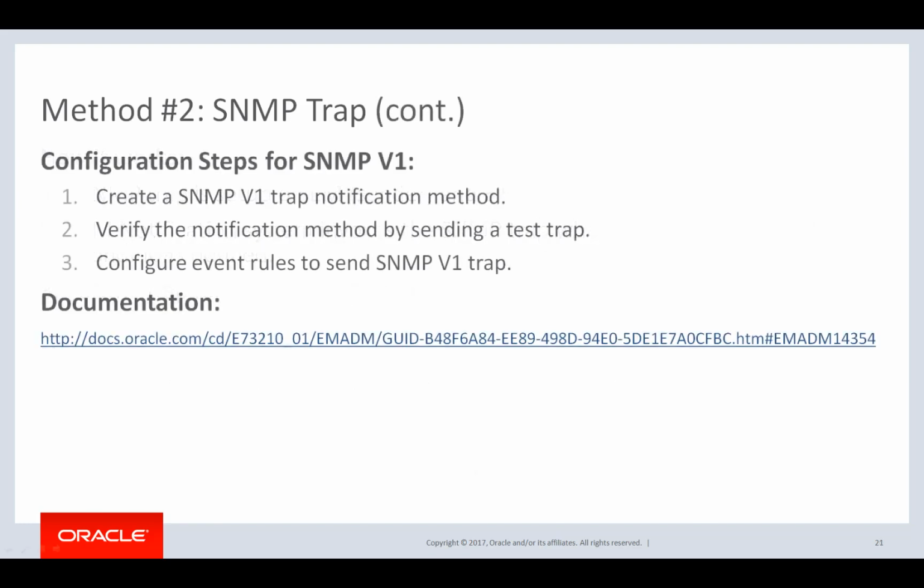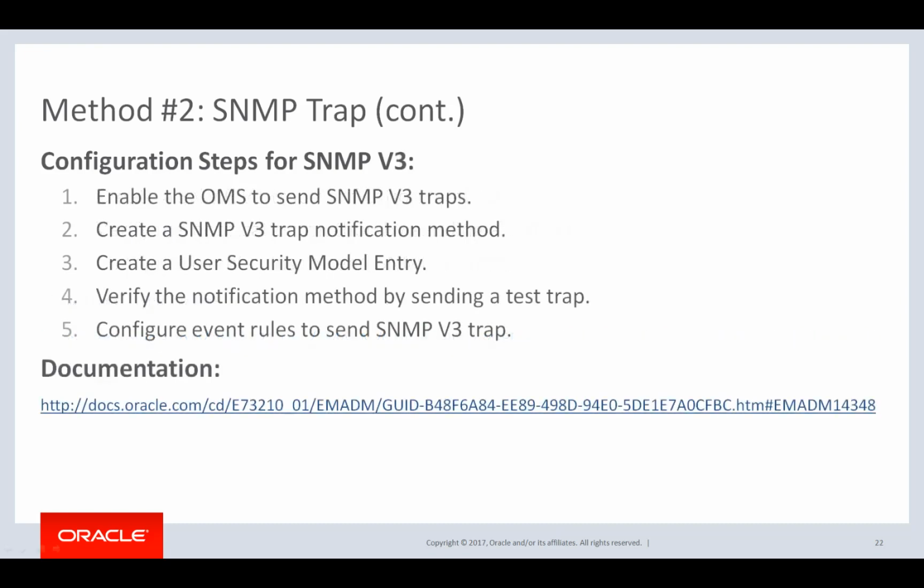There are 3 simple steps to set up an SNMP V1 trap. First, you create an SNMP V1 trap notification method from Enterprise Manager. Next, the notification method is tested by sending a test trap, which can be achieved by clicking on the Test SNMP Trap button from within Enterprise Manager. After verifying the trap is received, the final step is to add the SNMP Trap notification method to an event rule. For more information, please visit our online documentation.